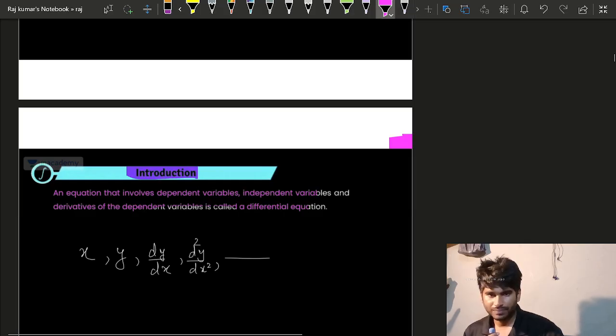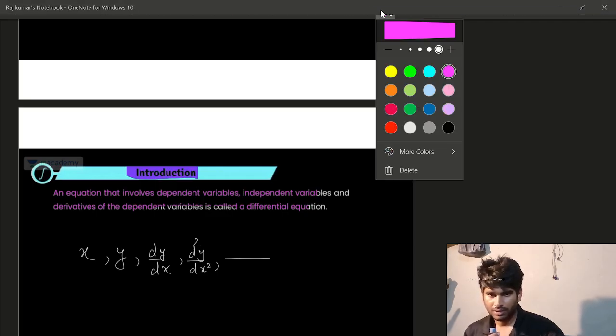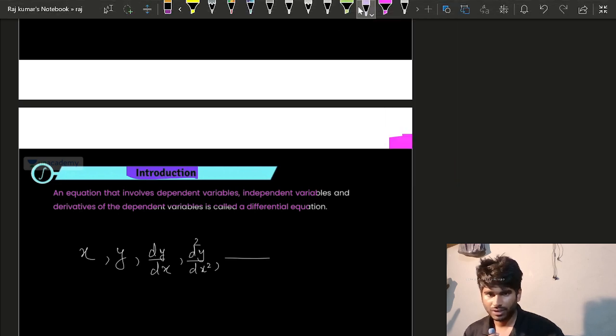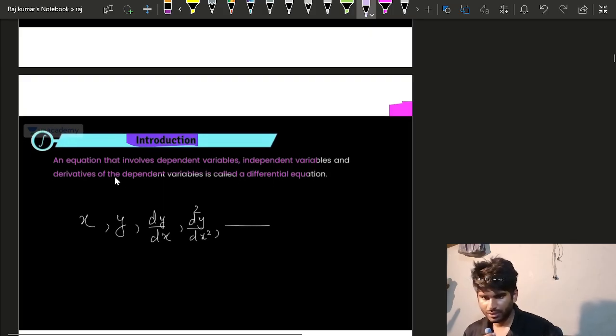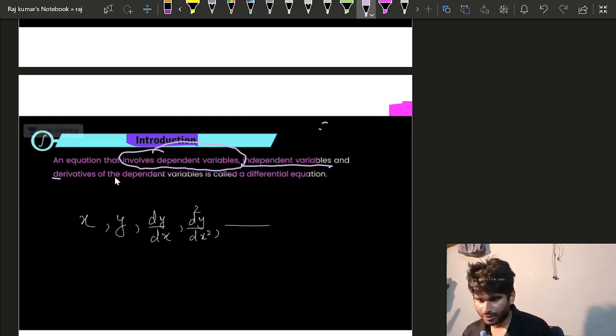When we discuss this, just a minute, it's not working. So there are three things we have to remember here. One is that it involves a dependent variable, second is an independent variable, and third is the derivative of the dependent variable. This is called a differential equation.